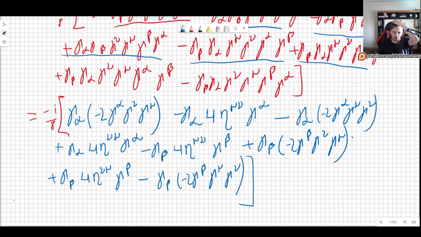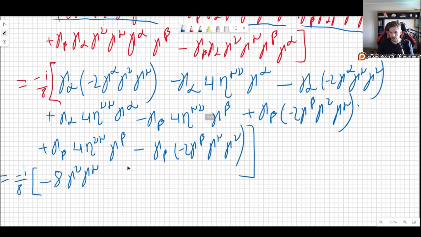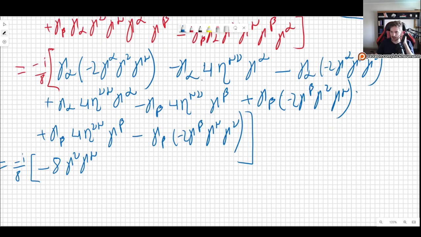Whew, okay, what can we do with this? So minus i over 8, that isn't a problem at all. Then we have alpha, alpha. So we get minus 8, right? Because the gamma alpha, gamma nu, gamma mu. Okay, then we have minus gamma alpha. So we get minus 16 eta mu nu. Then we have plus 2 times 4, 8 gamma mu gamma nu. All right, so that's the first line.